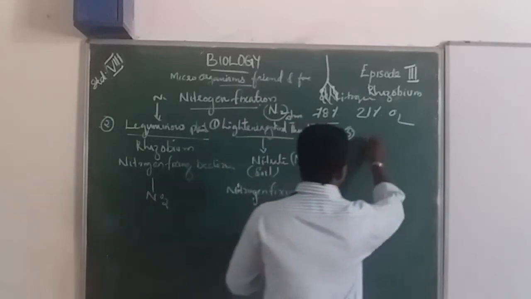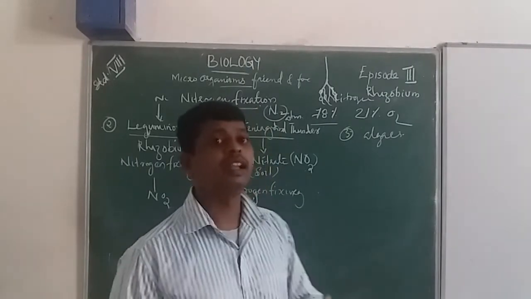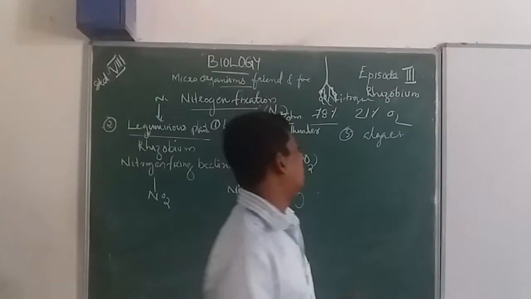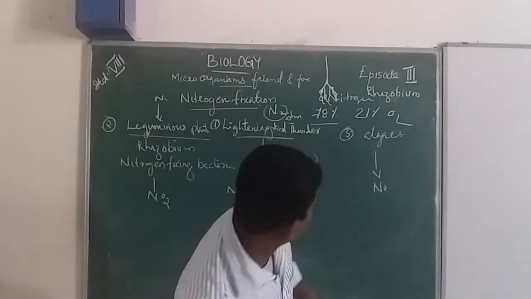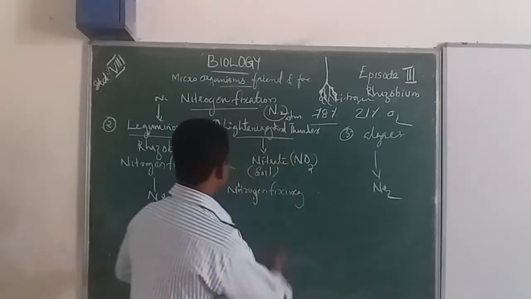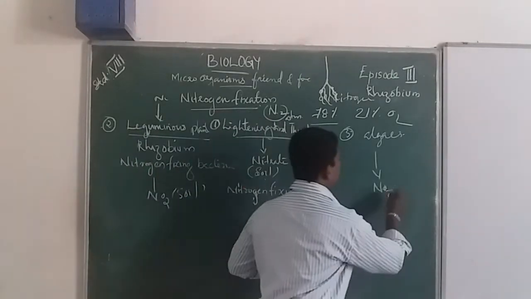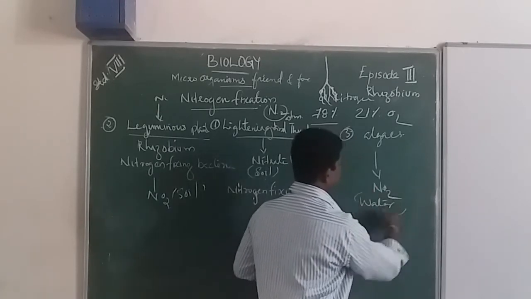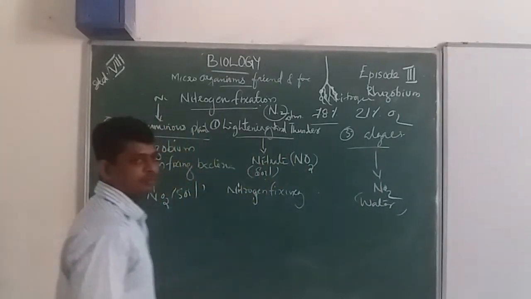Some algae can directly absorb atmospheric nitrogen and convert it to nitrate. This is not in the soil. This is in soil. But this is in an aquatic medium. That means water. There are three types of nitrogen fixing here.